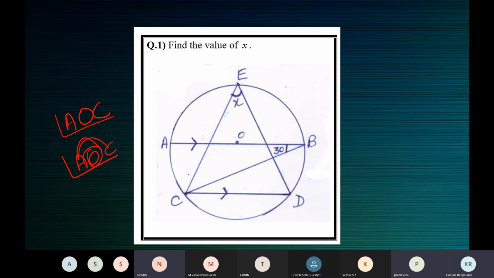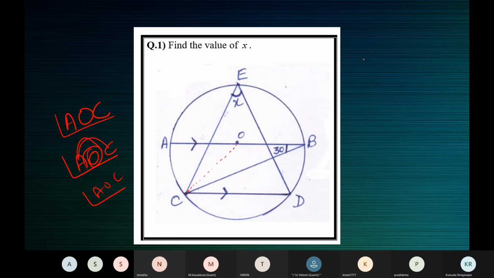So to get angle AOC, we'll have to join OC. In order to see angle AOC, you need to join OC or CO. Because as of now, you cannot see the angle AOC. Where is the angle AOC? You can see that angle only when you join CO.